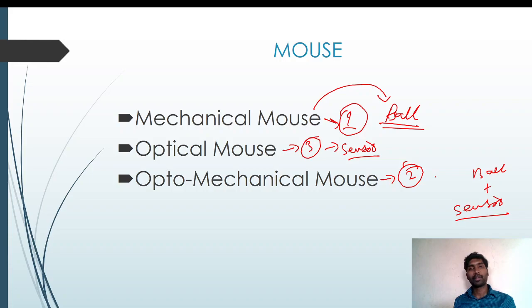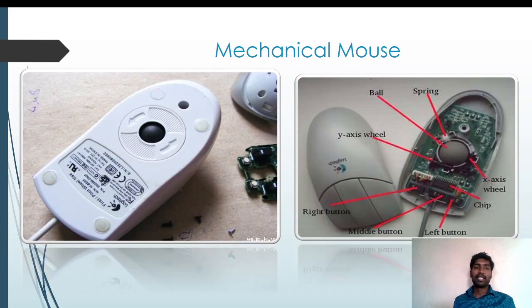Now let's see one by one. Now see here the mechanical mouse. In our computer lab, if you noticed, a few old mouses will be there. Here you can see the ball. So when we are moving the mouse, when we are dragging, this ball will rotate.